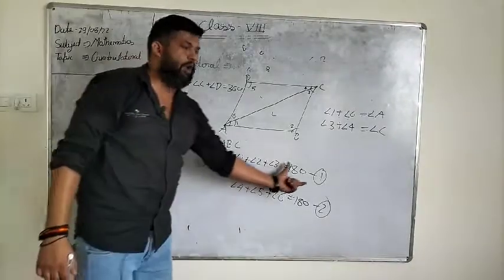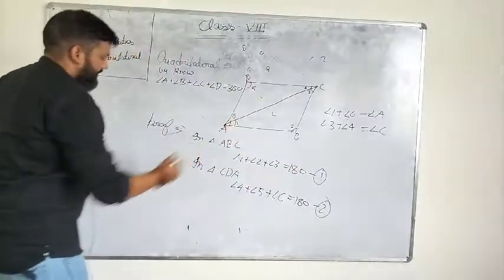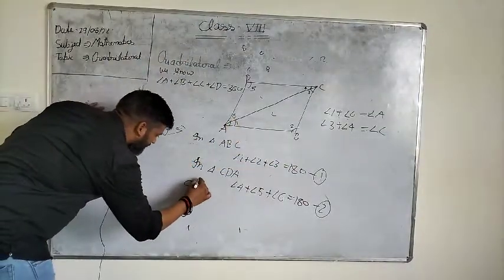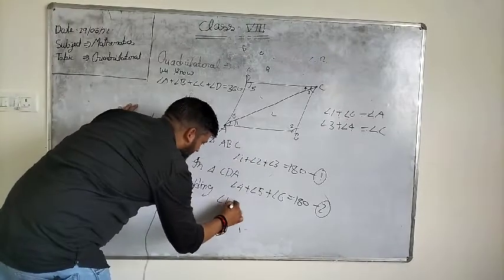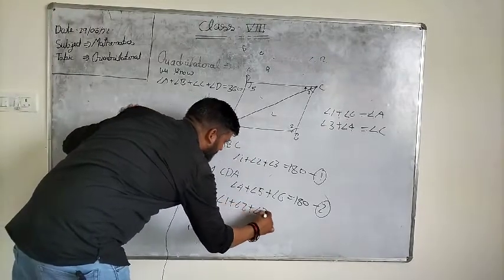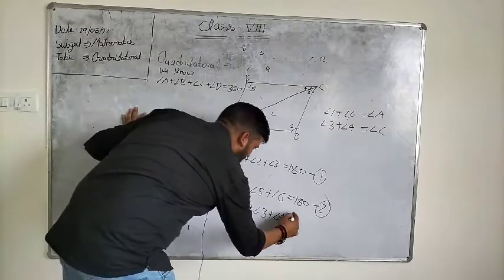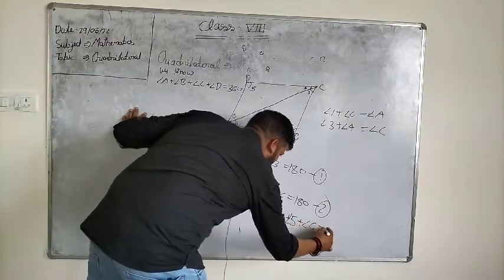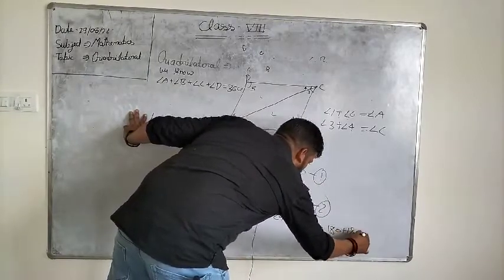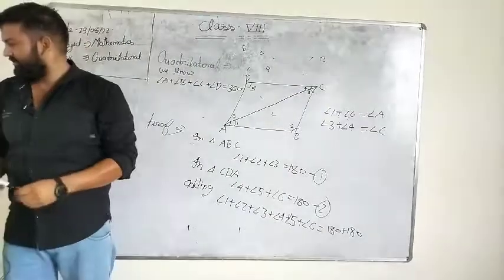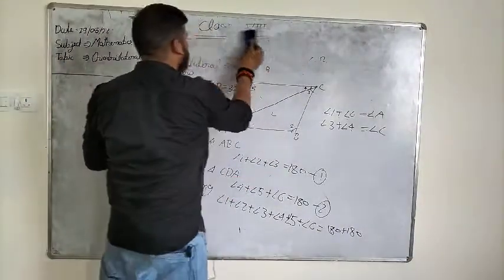After that you have to add these two equations. Now adding, what do we get? Angle 1 plus angle 2 plus angle 3 plus angle 4 plus angle 5 plus angle 6 is equal to 180 plus 180. Is that clear? Yes, sir. Now in next.